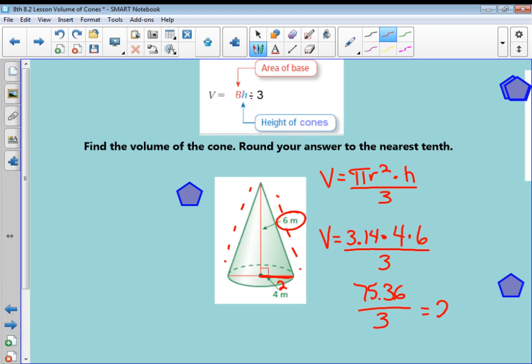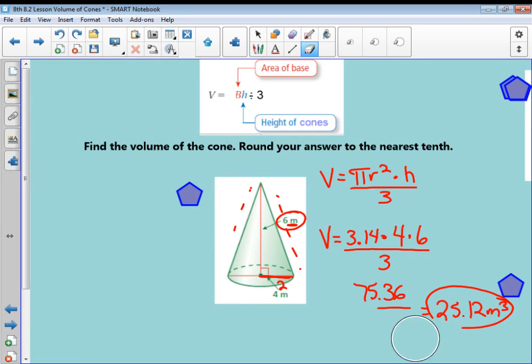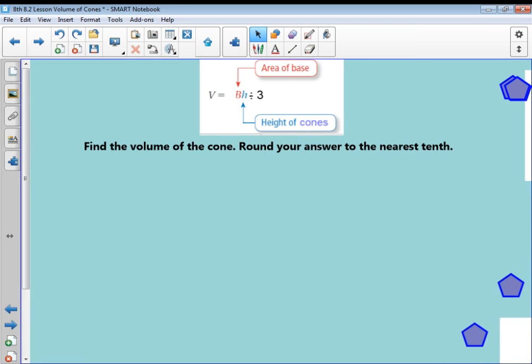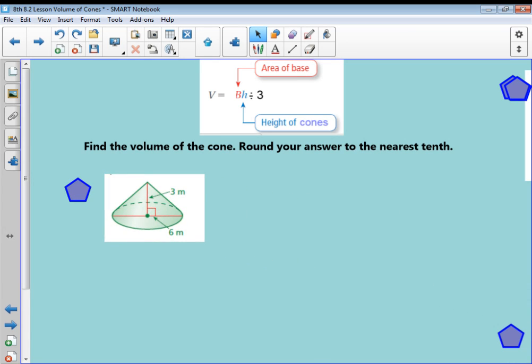My final answer is 25.12. Our units were meters, and it is volume, so we have to remember to put our little cubed on there. Okay, so the nice thing about this is we get to really use the same formula that we did for cylinders, just that now we have to divide that by 3 or take it times a third. Okay, so let's try another one.